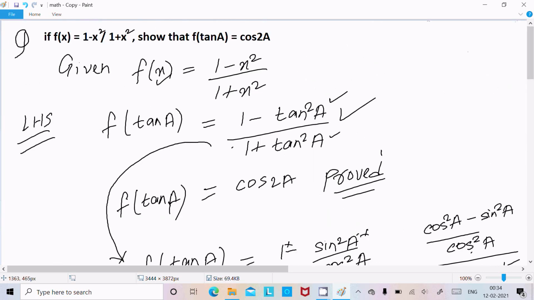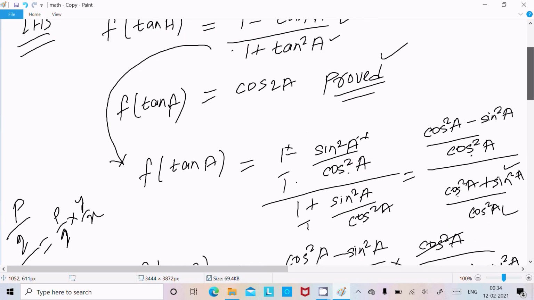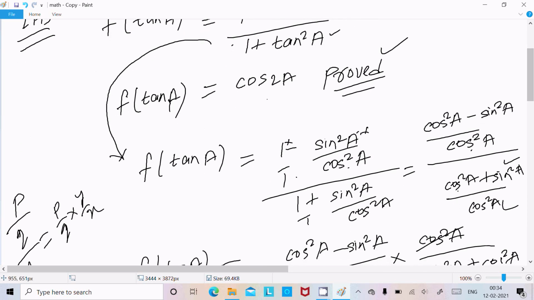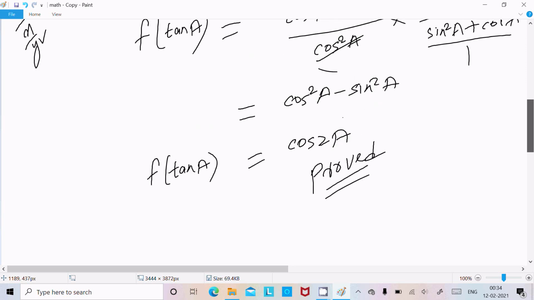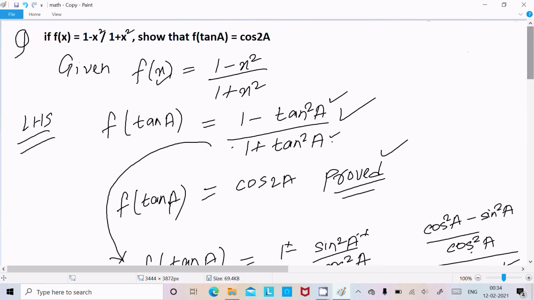So if you remember this formula, then you can directly use it, or if you make that a little longer, just convert this into sin and cos, and you can get cos²A - sin²A. The formula is cos 2A. So at least you need to remember this formula. Okay, the formula value is cos 2A. So this is the way we can prove this kind of questions.